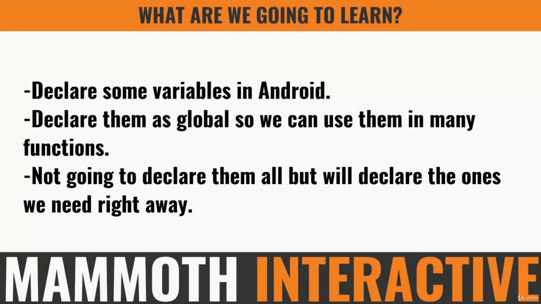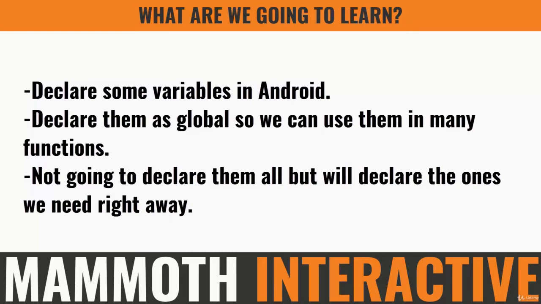Okay, so this part of the tutorial will involve declaring some of our variables that we'll use in Android. These are going to be global variables, well, global in the scope of our class, so that we can use them in any function in the class. Because we'll need to store them and then modify the values and do a bunch of stuff with them later. So we're not going to declare every one of the variables we'll use, but we'll declare the ones that we need right away, or the ones that are pretty obvious that we'll need.